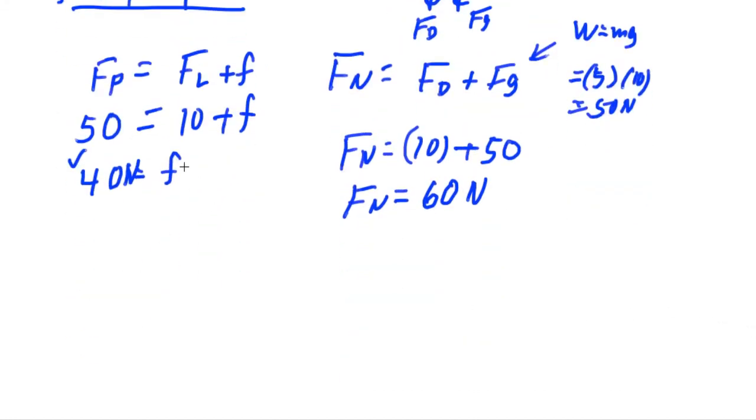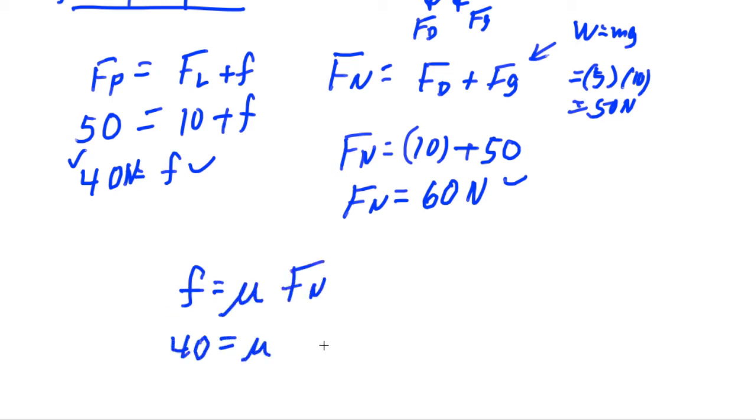Now I can get the coefficient of friction using this guy and this guy. So friction is the coefficient of friction times the normal force, so 40 is mu times 60. And so I'm getting mu is actually equal to 2/3, or if you prefer, 0.67.